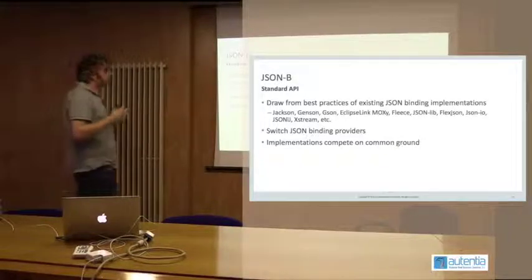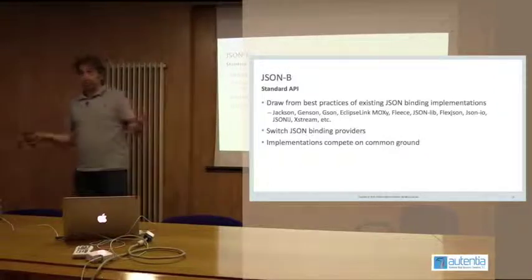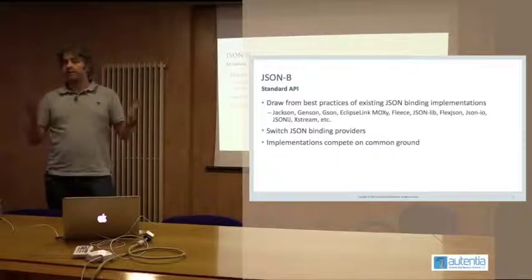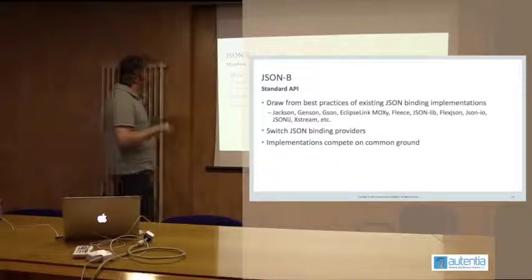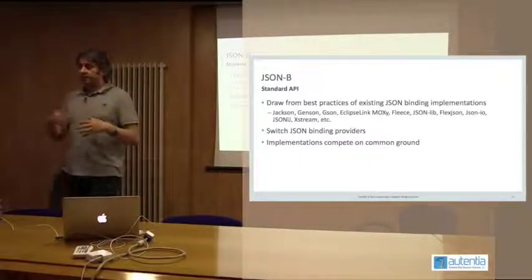Now, if we look at the market of JSON-B providers, it's already a very crowded and mature market. I mean, we have Jackson, JSON, Moxie, and so on. You name it. There are more than 10 solutions today on the market. So the idea of that API is not to reinvent the wheel.